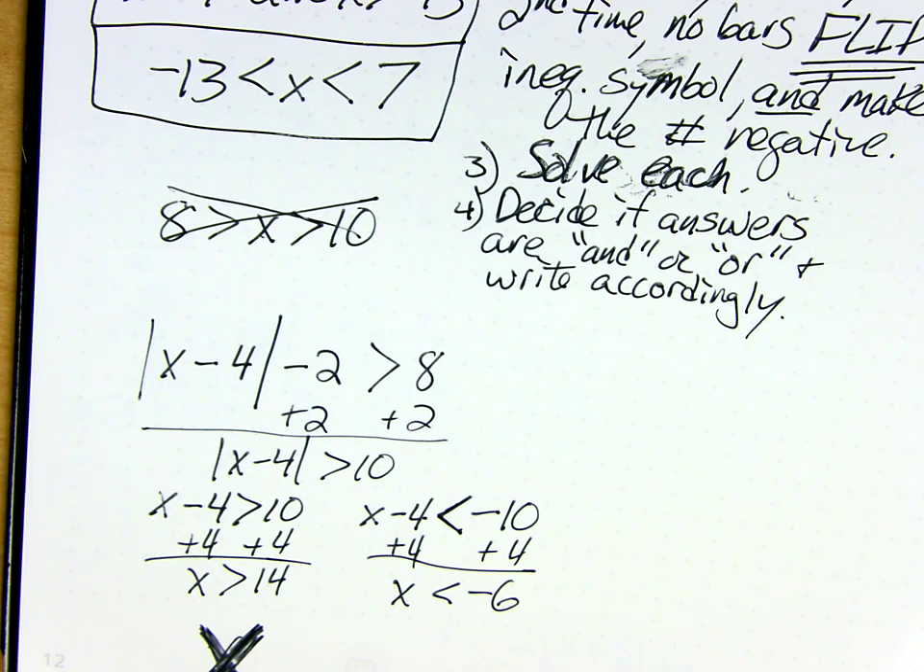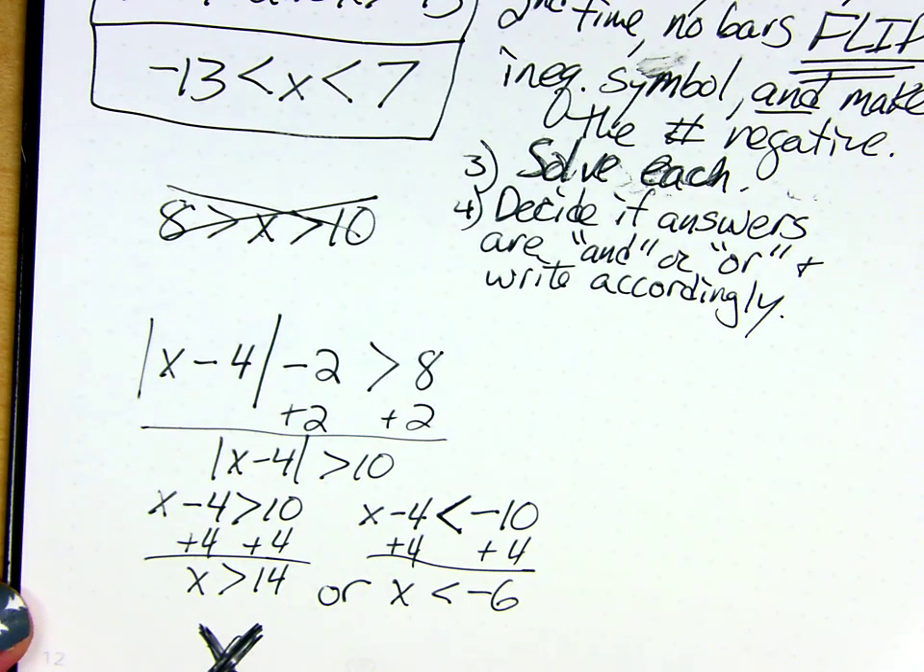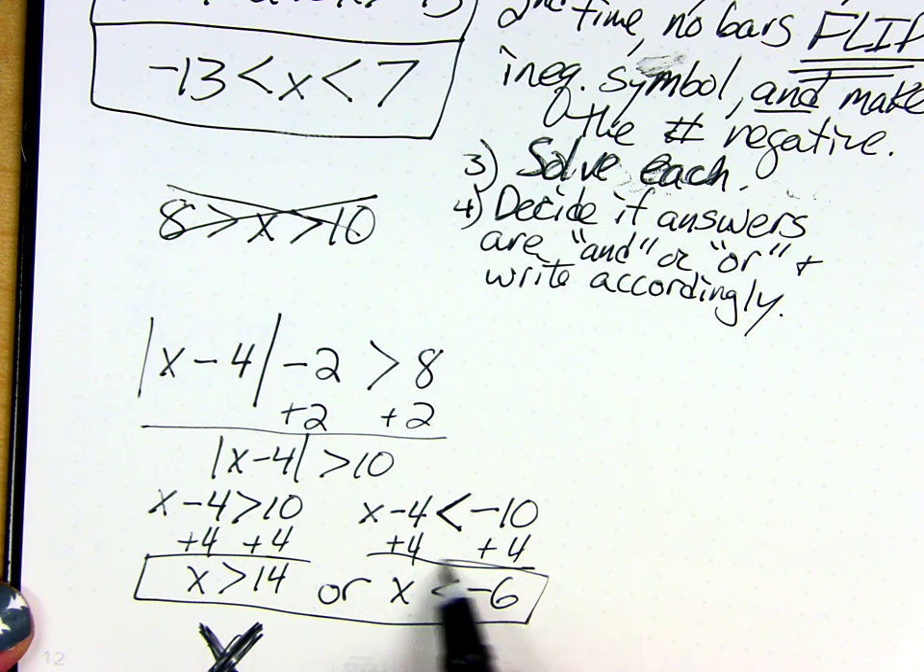And now we're at the next crucial step. I have to stop and ask myself if this is going to be an and or an or. Are there numbers that are bigger than 14 that are also less than -6 at the same time? No, you cannot give me a number that fits both of them at the same time. Since there are no answers that fit both at the same time, it has to be an or. So for this, you literally just get to write the word or in between and throw a box around it and you're done.